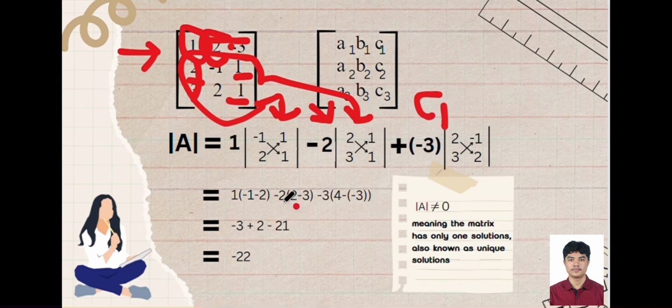And then after we arrange it in this position, we cross multiply the numbers in this box, which is negative 1 multiplied by 1 and 1 multiplied by 2, and then we get the determinant of A, which is negative 2. When the determinant of A is not equal to 0, it means the matrix has only one solution. It is also known as a unique solution.